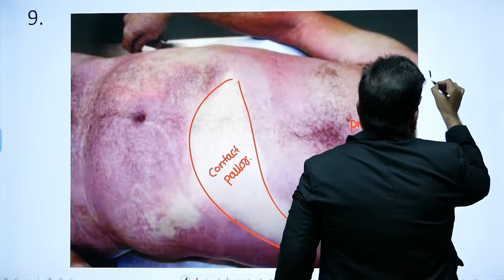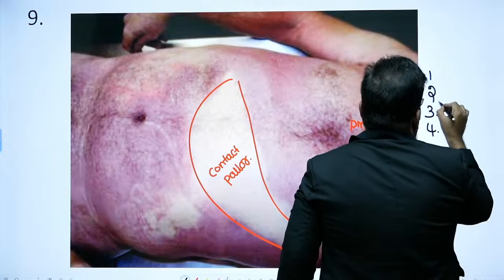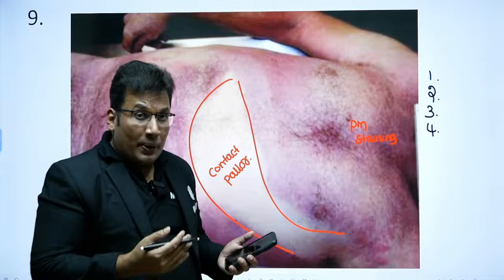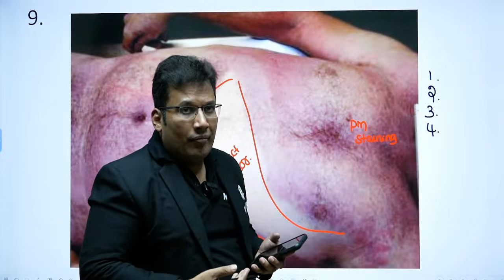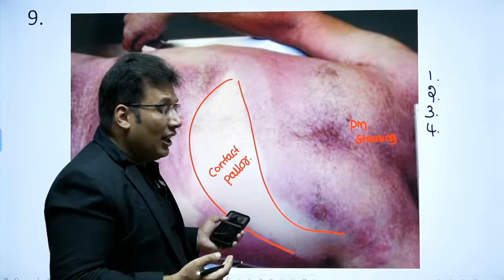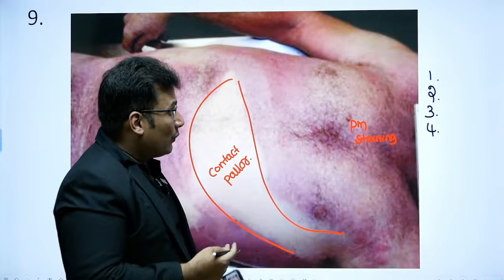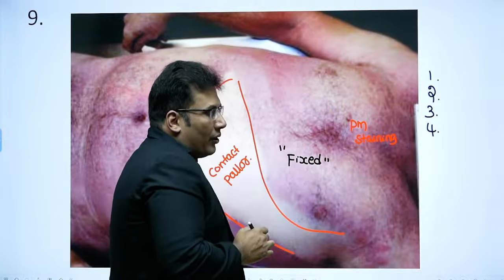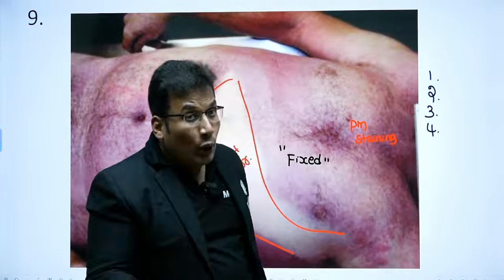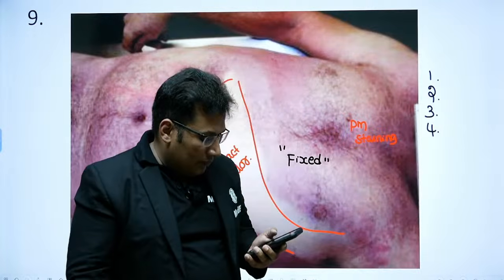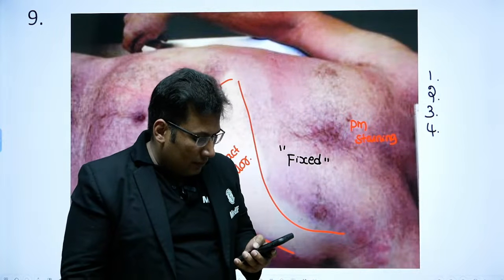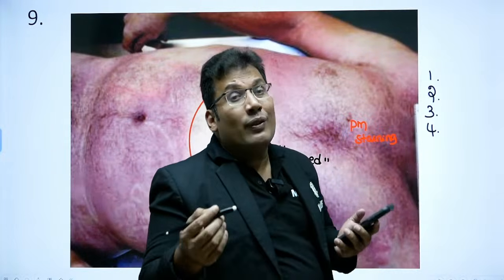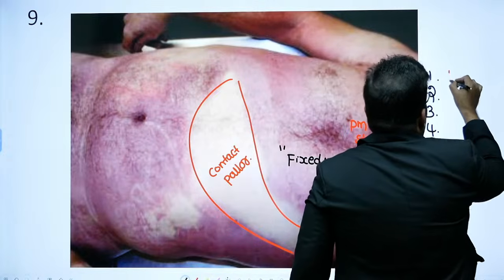There are some 2-3 points related to this case. Postmortem staining is seen over the front of the body. Postmortem staining is not there in some areas, which is known as contact pallor, and this is fixed. My question, what is your inference by looking at postmortem staining? Point number 1, it shows that the body was kept in the prone position, right? Prone position.